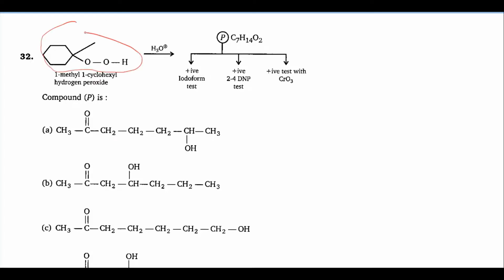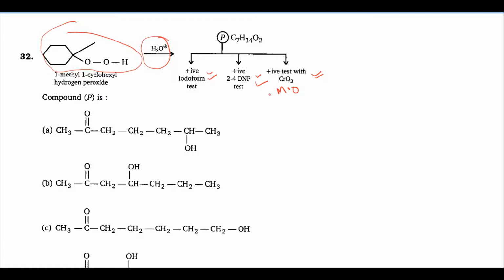Okay. This is on hydrolysis. You are going to get one compound. That compound will give a positive iodoform test, a positive 2,4-DNP test, and a positive test with CrO3. That means this is mild oxidation. So now you can take question number 32.